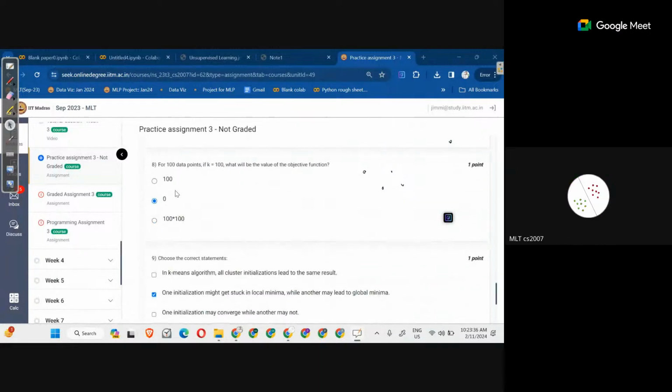The eighth question said, for 100 data points, if k equals 100, what will be the value of the objective function? That will be 0, because in that case every point will have its own cluster center. I hope it is clear.